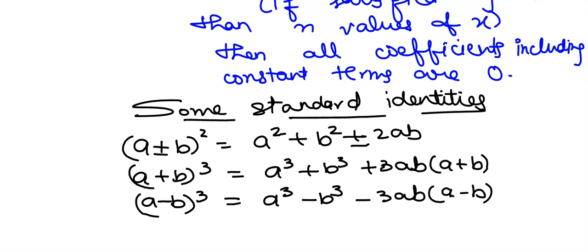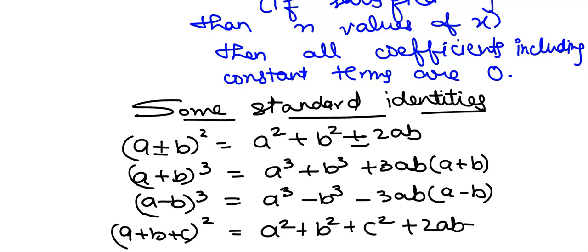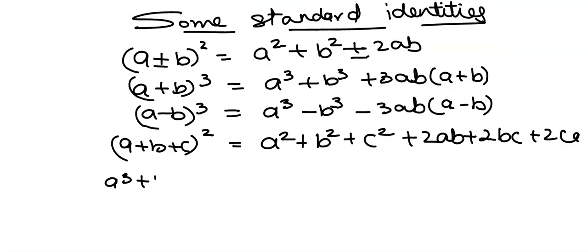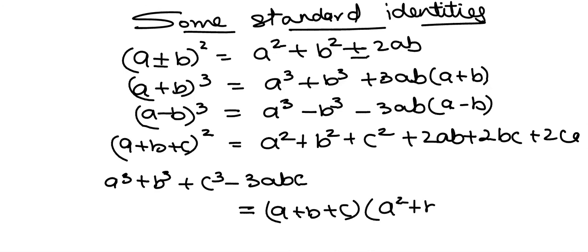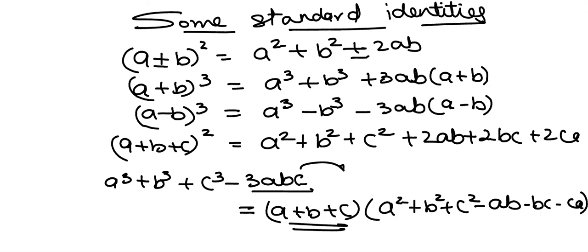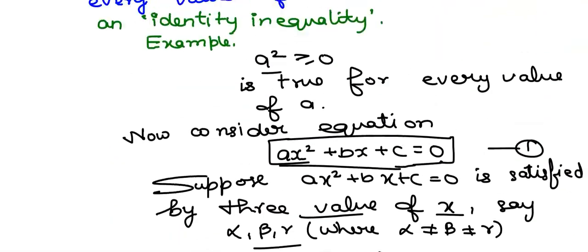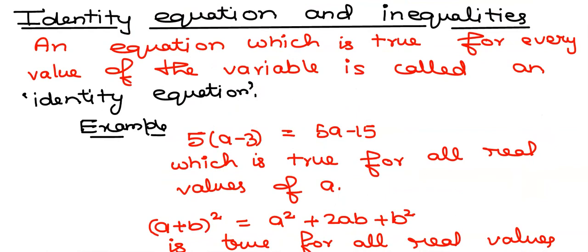And (a plus b plus c) whole square is equal to a square plus b square plus c square plus 2ab plus 2bc plus 2ca, and a cube plus b cube plus c cube minus 3abc is equal to (a plus b plus c) into (a square plus b square plus c square minus ab minus bc minus ca). If that is equal to 0, that whole will be 0, and that is minus 3abc इस साइड आ जाएगा और ये प्लस का हो जाएगा. ओके, तो ये 9th क्लास में आपने पढ़ा होगा. तो इस तरीके से हमने ये आपका कॉन्सेप्ट जो है वो कराया. दैट इज व्हाट, that is identity, equation and inequalities. Okay, thank you.